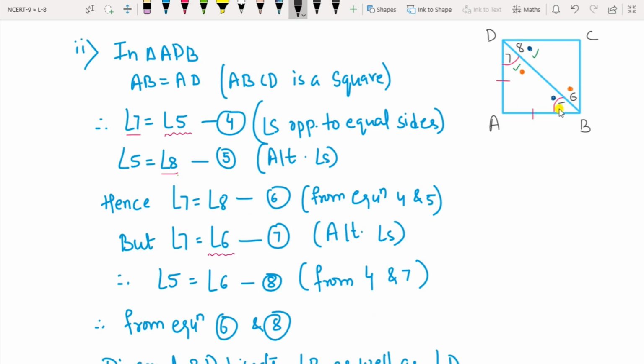Now consider these angles 5, 6, 7, 8. As you have seen earlier, the same thing, AB equal to AD here, that is the sides of the square. Therefore 7 will be equal to 5 here, but 5 is equal to 8 here because alternate angles, hence 7 will be equal to 8. But 7 is equal to 6 here again because of alternate angles, and therefore 5 will be equal to 6. Okay, and therefore we can say that BD bisects angle B as well as angle D.